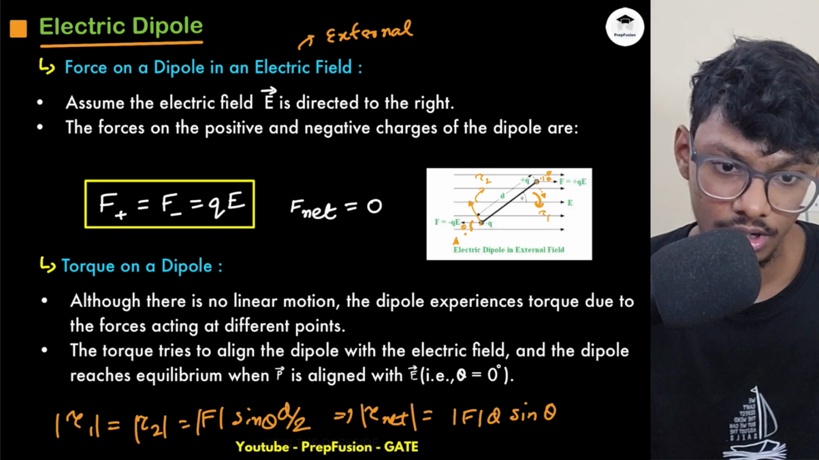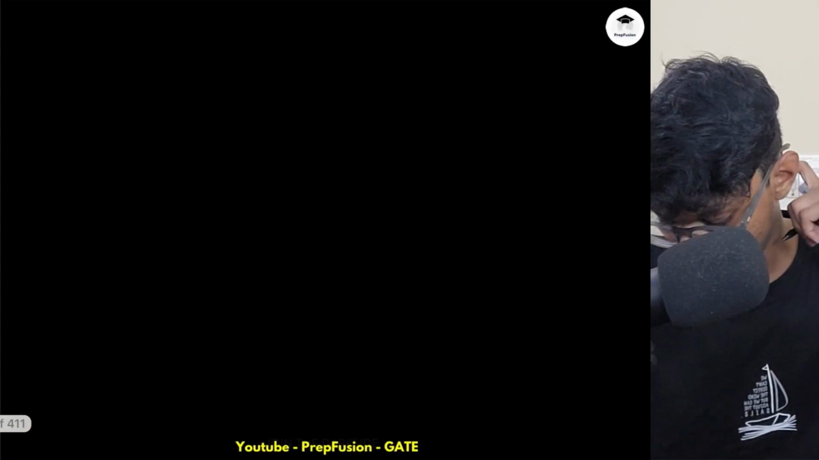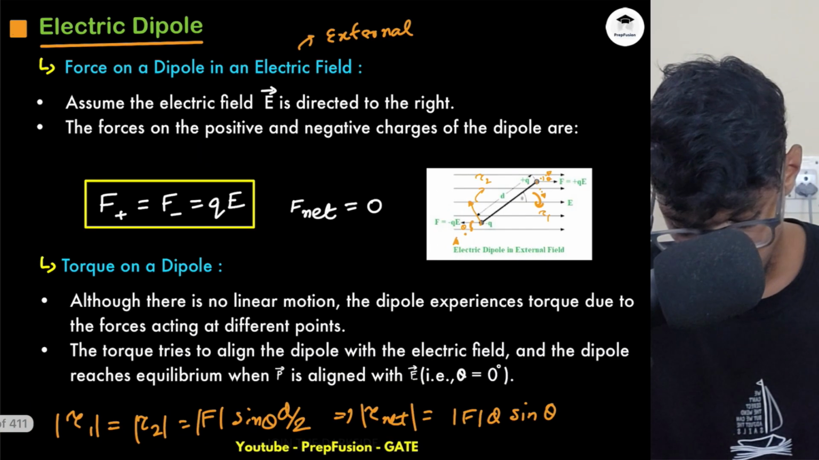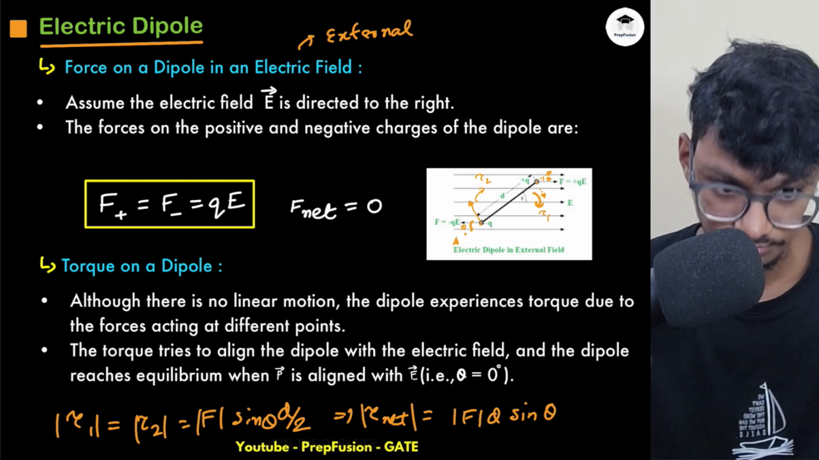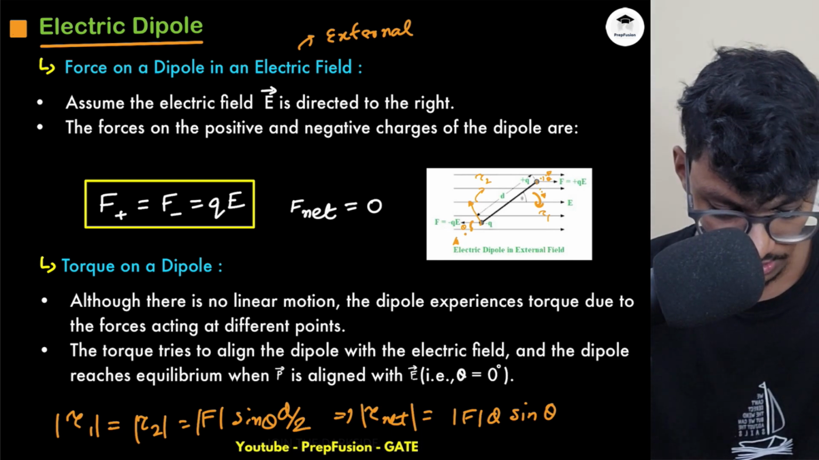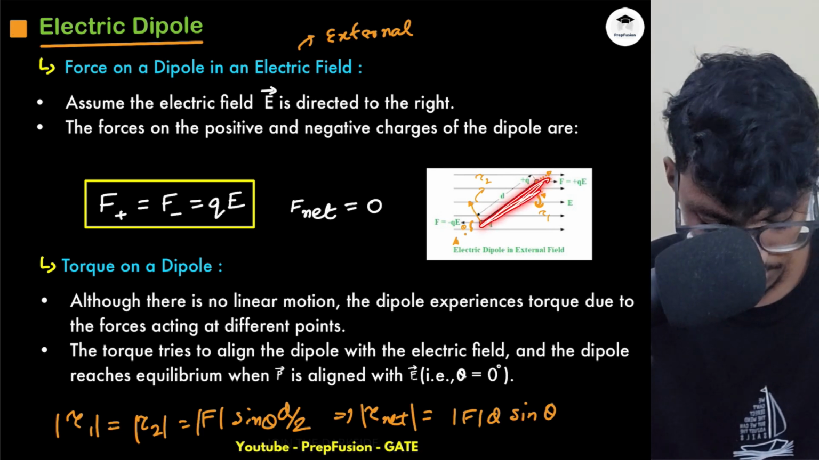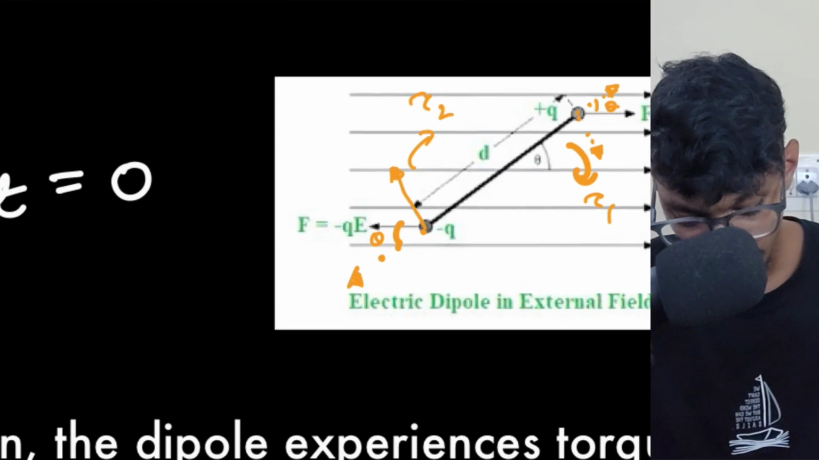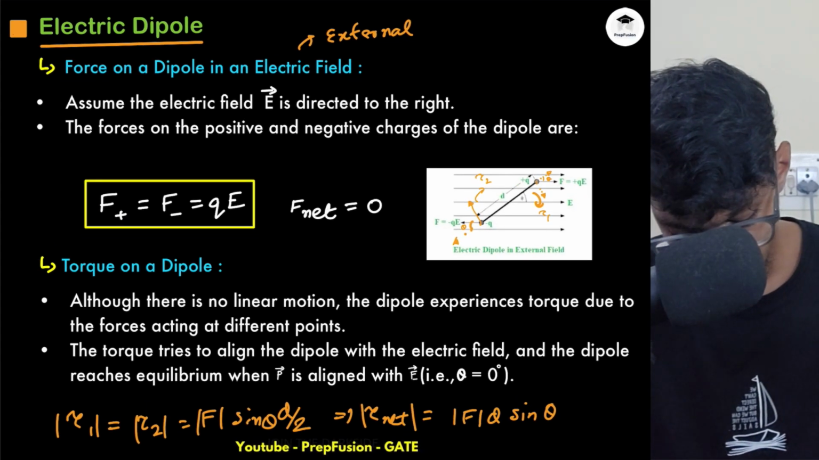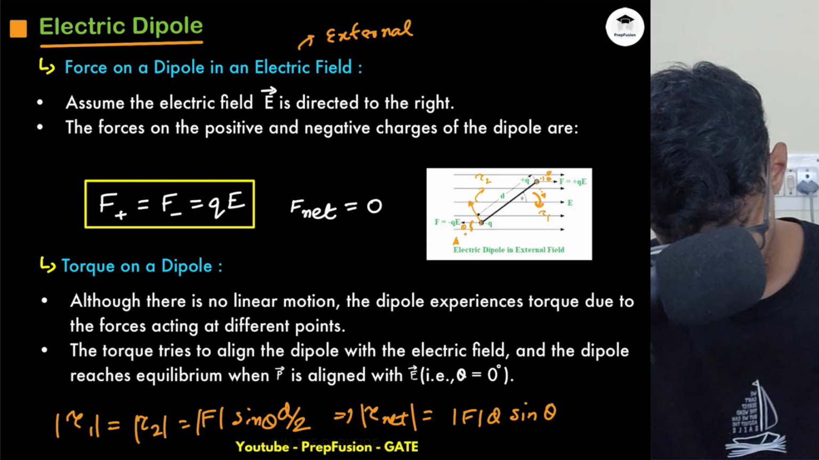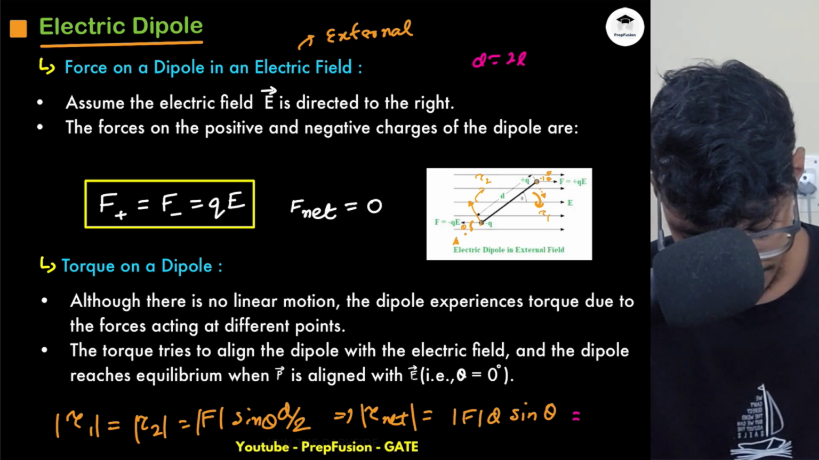So what is the magnitude of E? Magnitude of E is equal to F upon Q. And what is P? If you remember, P is equal to Q times the distance between these two. I should actually maintain consistency here. This should actually be L. Let's write somewhere that my d is equal to 2L.